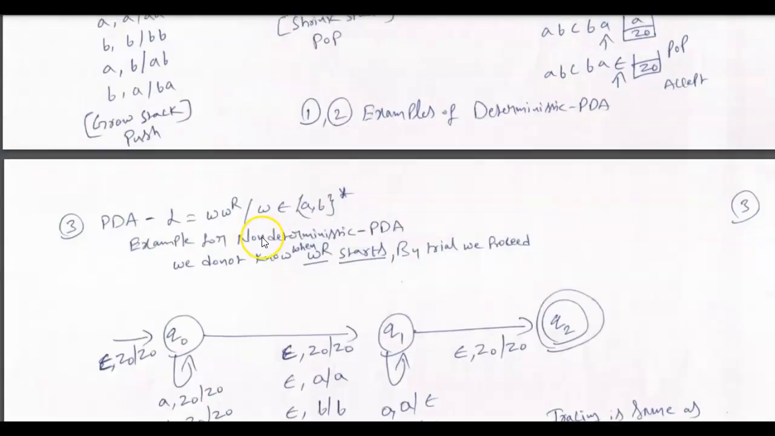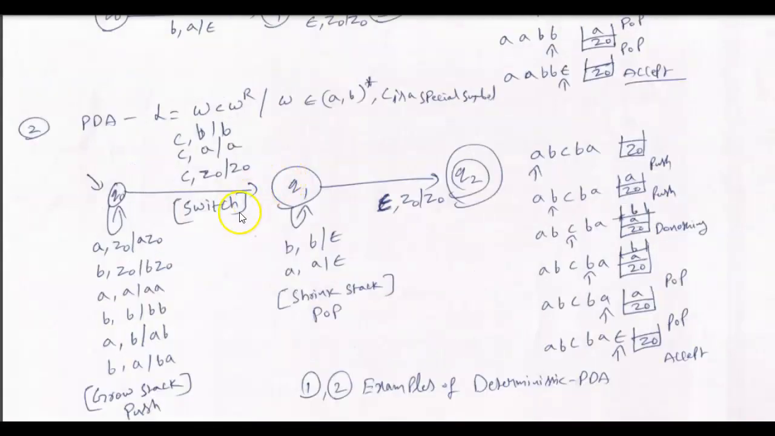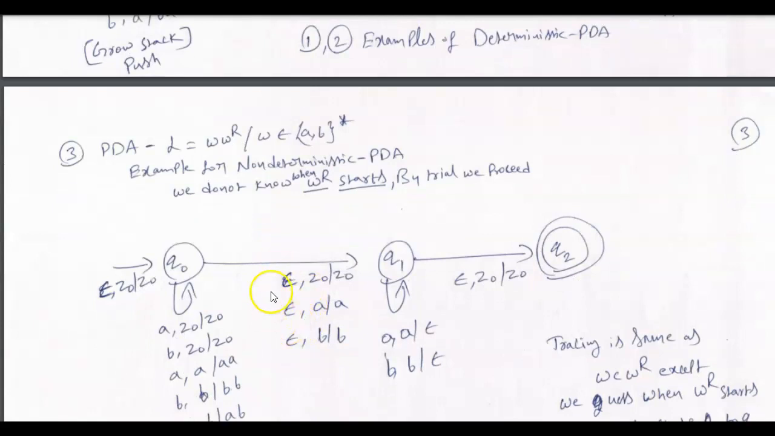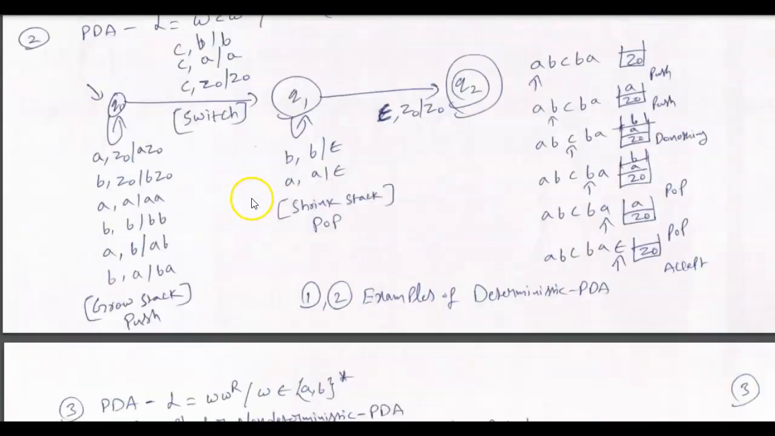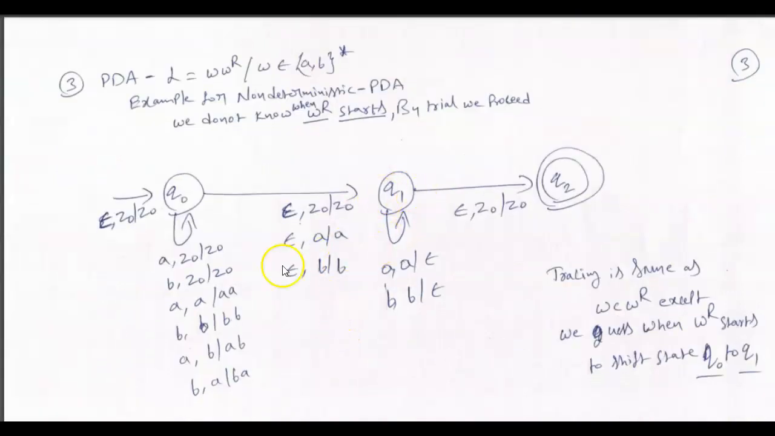But here we don't have any C. We have to guess where the reverse of the string starts. That is why it is non-deterministic. In the same way, wherever we had the C, we guess on some input symbol, epsilon, and we do nothing over here. We push over here and we pop over here.